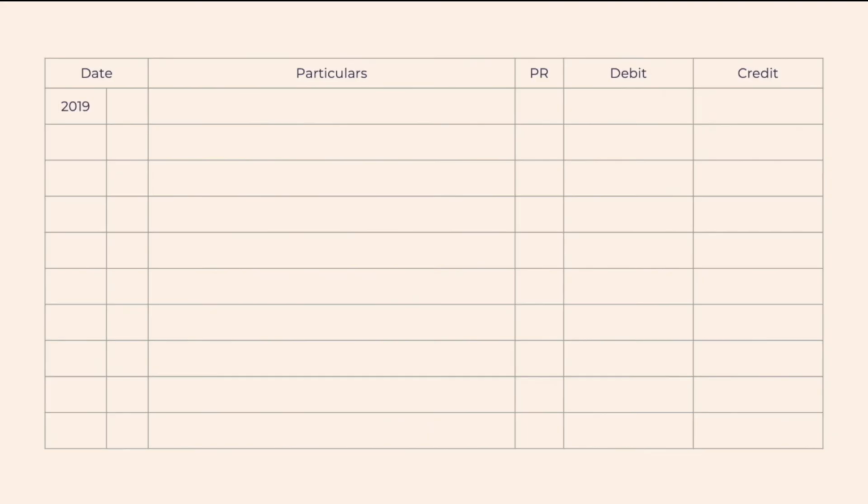Meron tayong ditong 5 columns sa general journal. Date, particulars. The date must be in chronological order like what I said kanina. Sa particulars, doon nakalagay ang account titles. Sa PR or post reference, doon natin ilalagay kapag na-post na natin, which is on the third step pa. And the last 2 columns ay yung debit at credit kung saan nakalagay yung amount ng mga account titles.